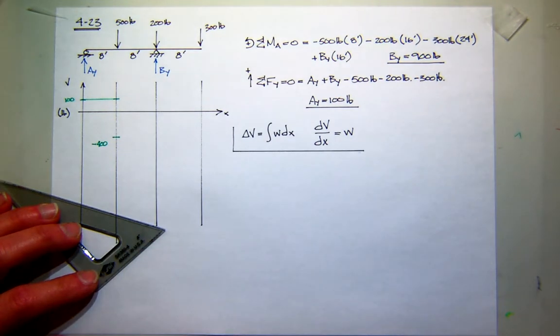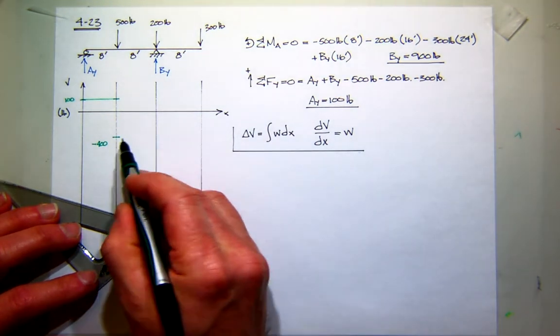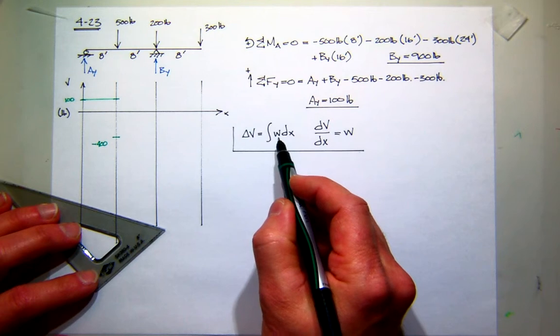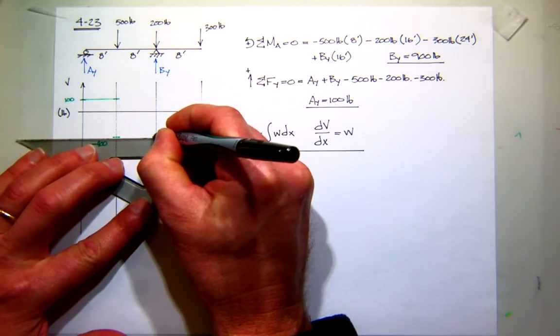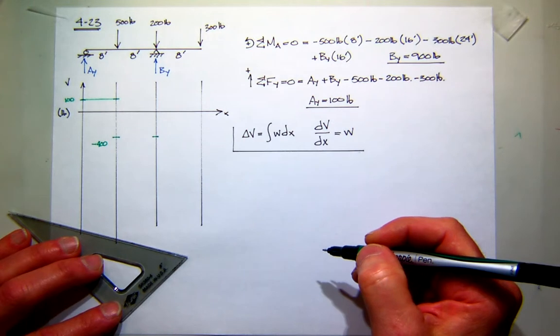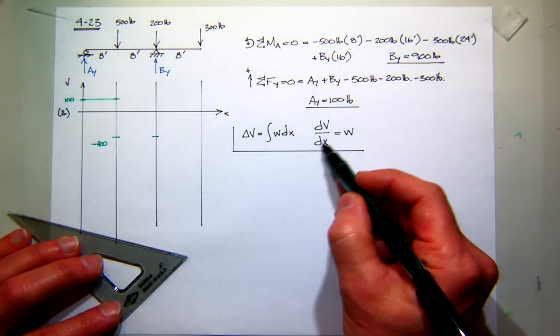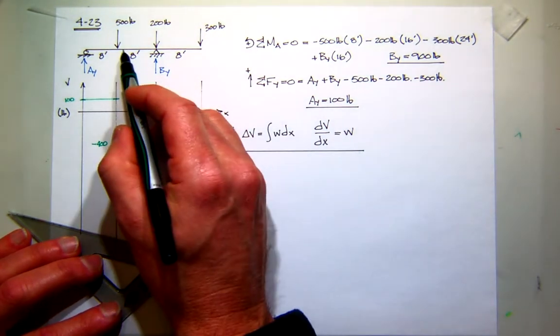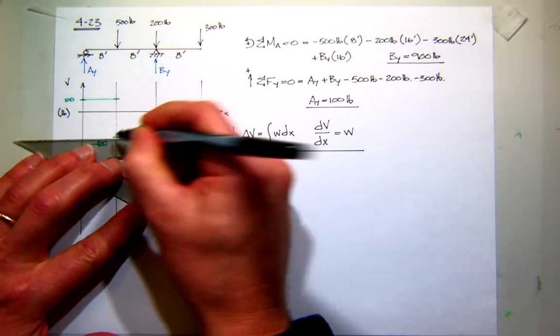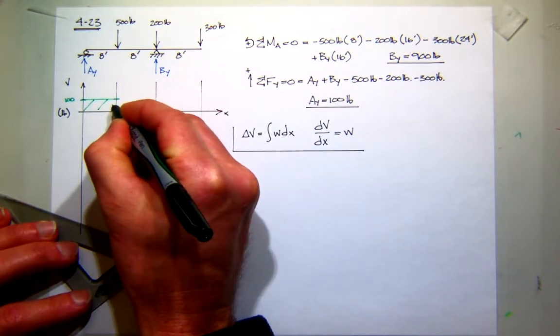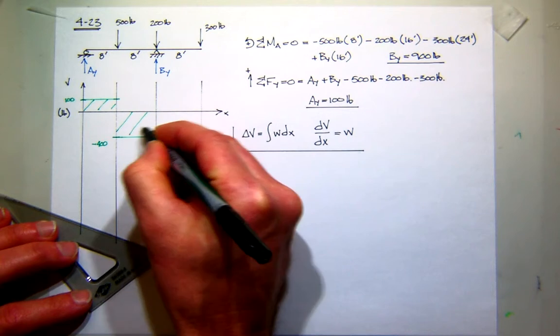Okay? Now what happens over the next 8 feet? Well, the change in shear is the area under the load diagram, which is 0. So we stay at negative 400. What's the slope? What's equal to the load? What's the value of the load? 0. 0 slope. So we've got constant shear to this point.